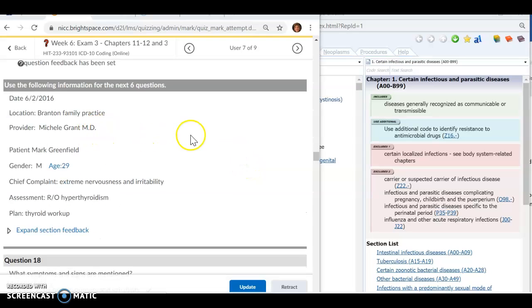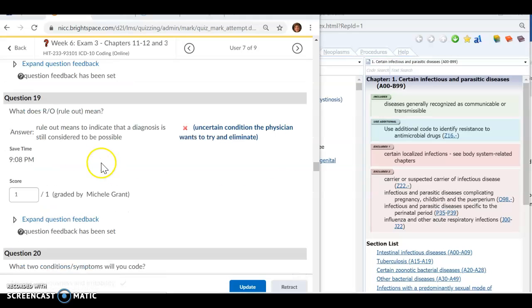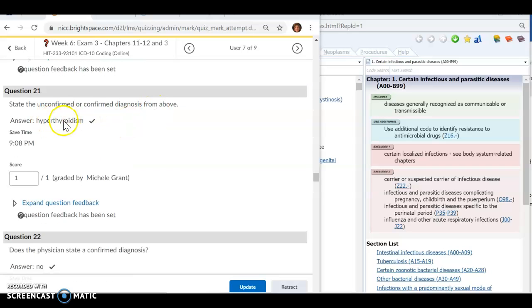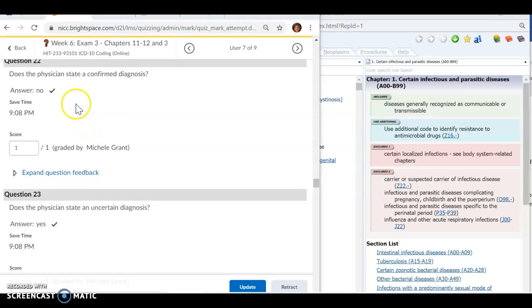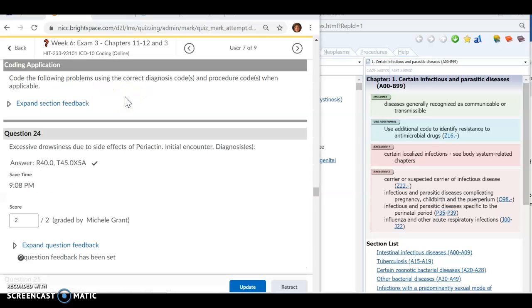Okay, I'm the doctor now. I'm trying to rule out hyperthyroidism. Doing a thyroid workup. Okay, signs and symptoms, everyone did great. Rule out, everyone did pretty well on this too. It's just an uncertain condition the physician wants to try and eliminate. What two condition symptoms will you code? Nervousness and irritability. Hyperthyroidism. No, they do not have a confirmed diagnosis. They do state an uncertain diagnosis, yes.